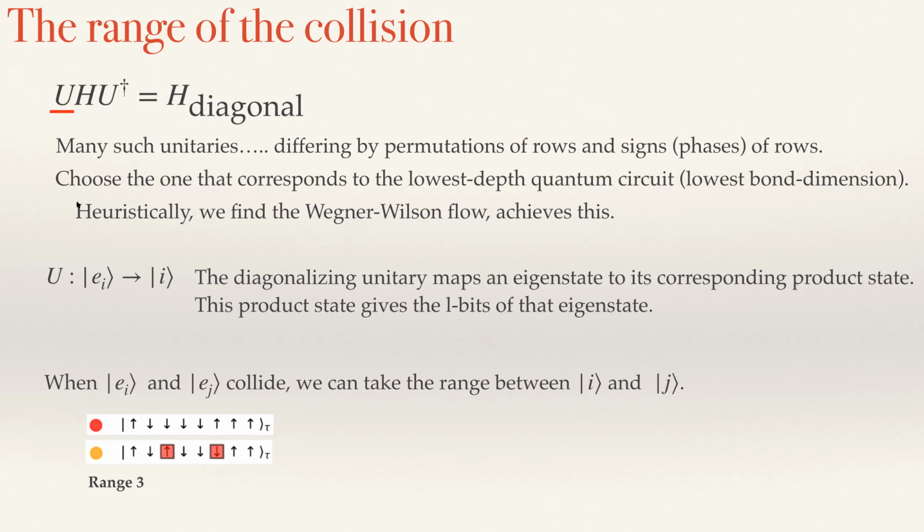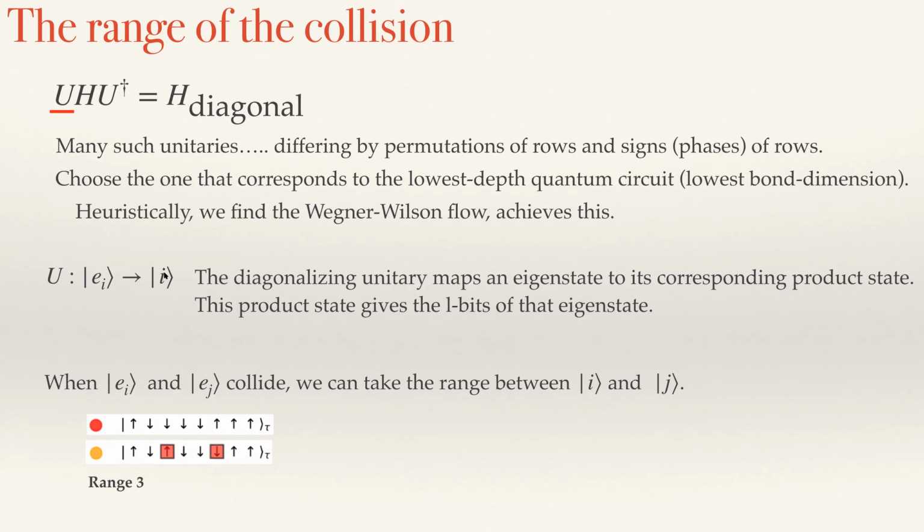It's not a regular statement, we just want to find a short, small-depth unitary, which the Wegner-Wilson flow will generate. And what does the unitary do? Well, it takes an eigenstate and produces a product state. That's the definition of what the diagonalizing unitary does. And this product state gives the L bits.